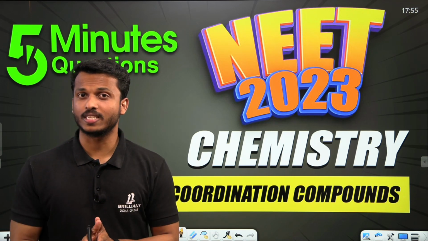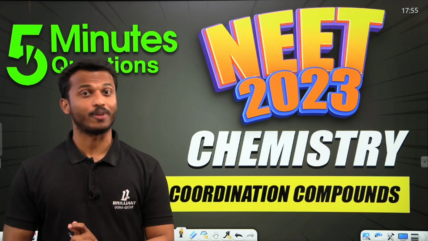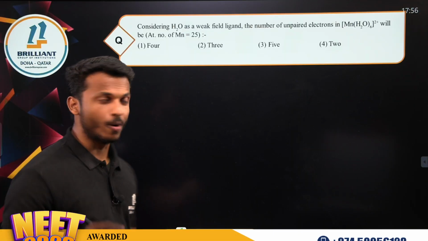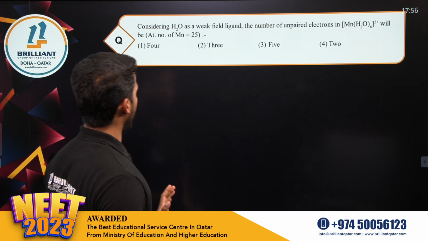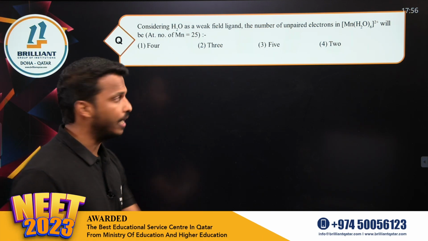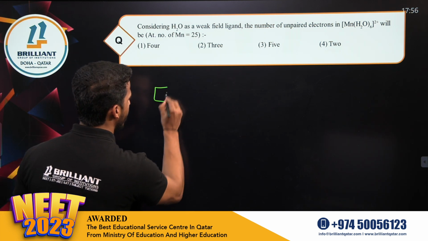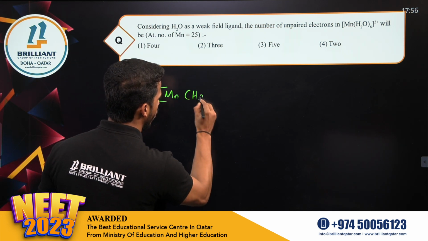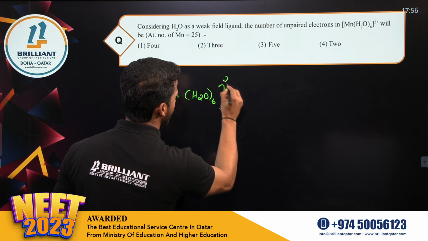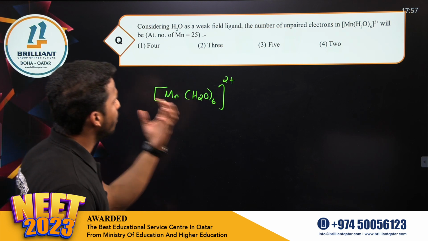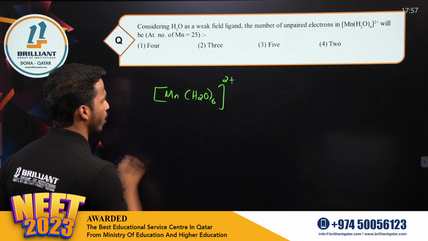Here we are going to discuss the most important questions from the chapter coordination compounds. Let's start with question number 1. Considering H2O as a weak ligand, the compound is given as [Mn(H2O)6], with the entire charge being 2 plus. How many unpaired electrons are there? So simple question, dear all.